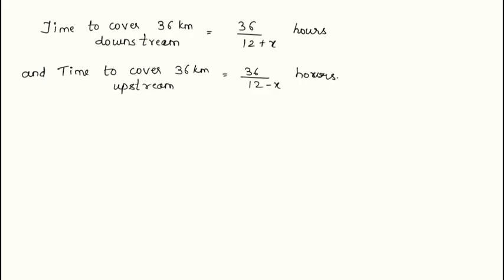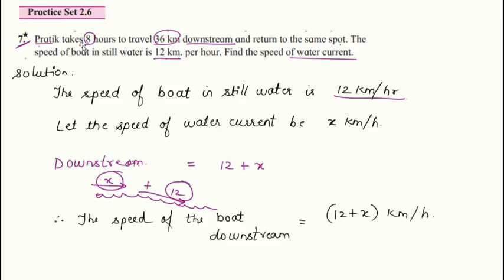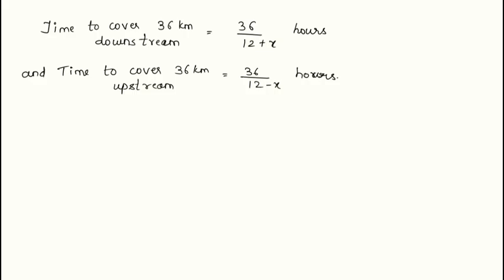Now from the given condition, let's read out the question. It is said that Pratik takes 8 hours to travel 36 kilometer downstream and return to the same spot. That means he is going and coming back in total 8 hours. So how can we write that? We can write it as 36, that is both the downstream and the upstream he is taking total time as 8 hours. So 36 upon 12 plus x plus 36 upon 12 minus x is equal to 8.